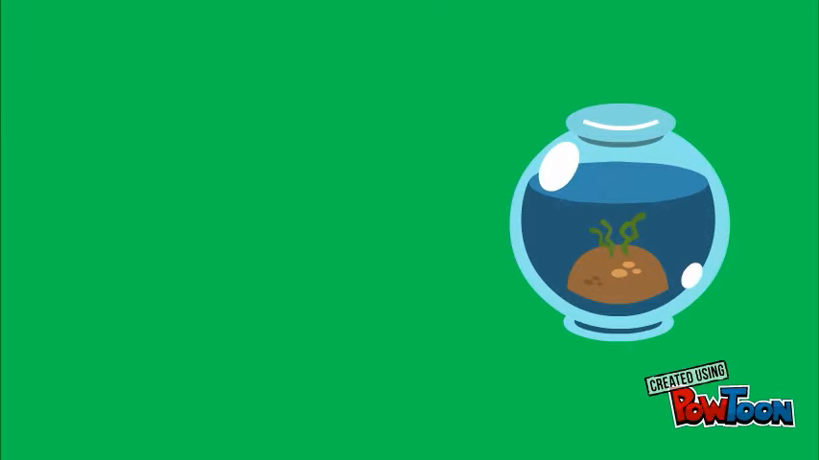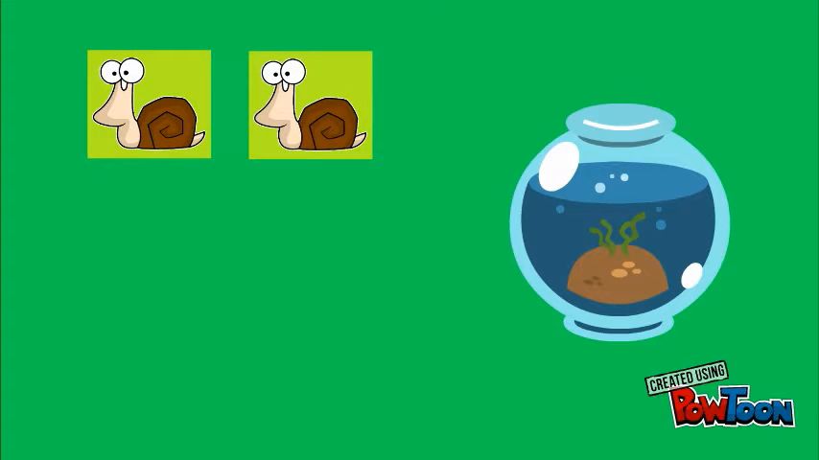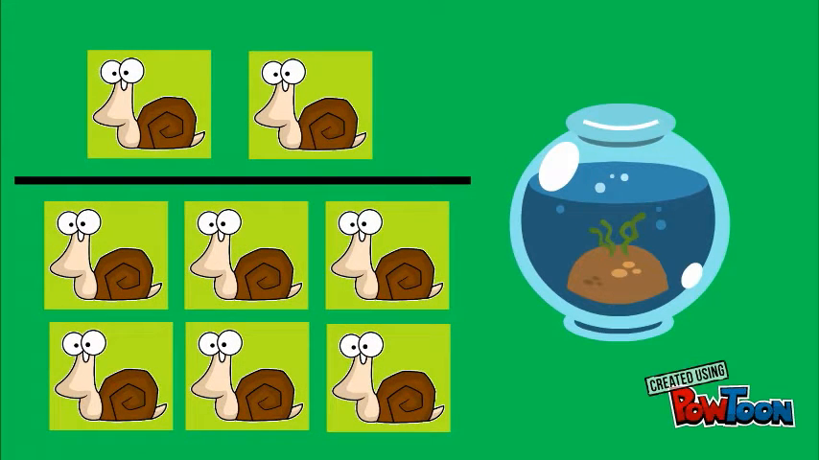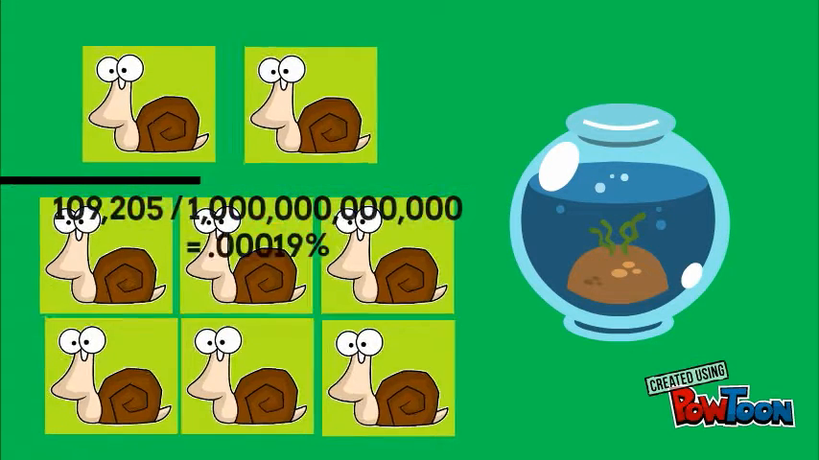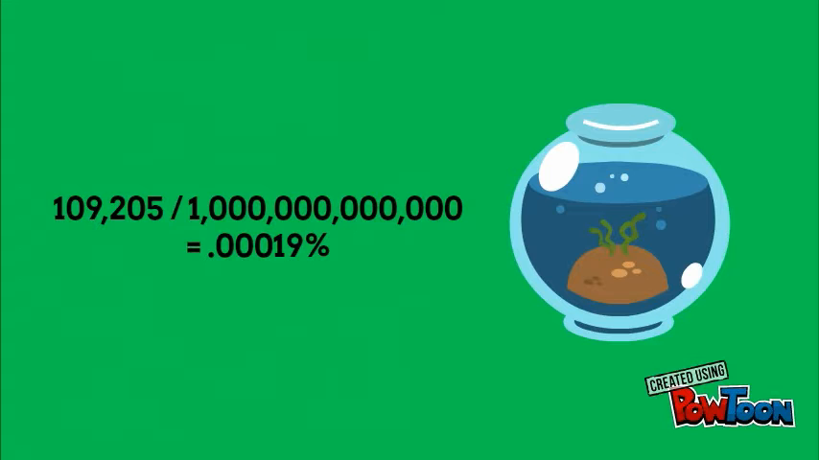By the end of the first year, the total snail population will only have reached 109,205 snails out of the total carrying capacity of 1 trillion. This means that the snails will only have filled about 0.00019% of the pond.